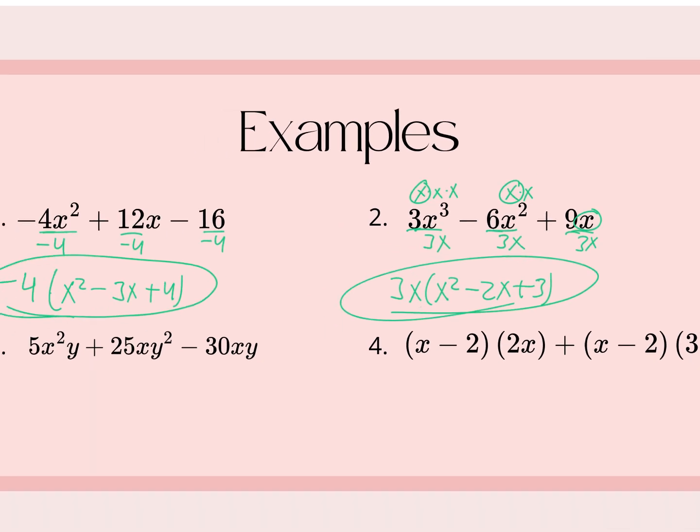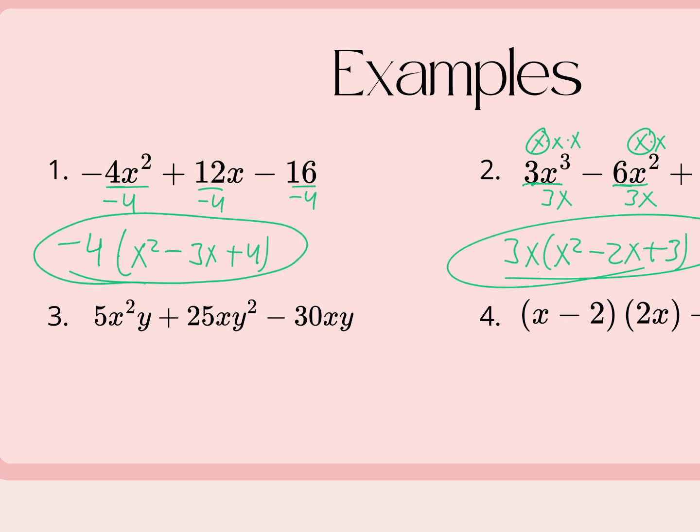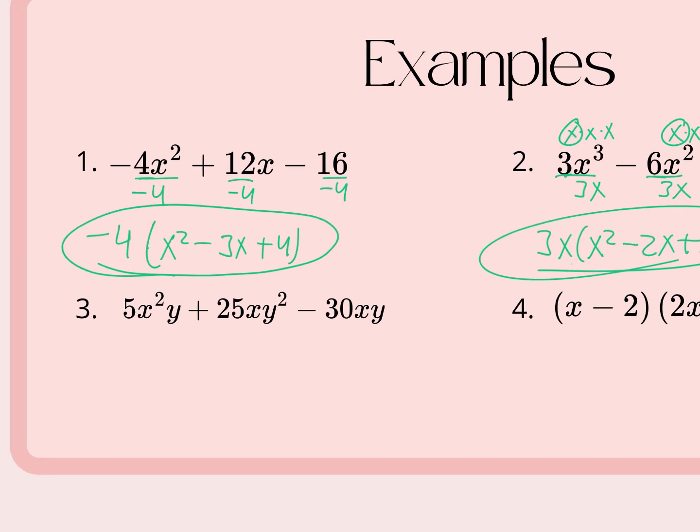All right, and we can look at the next one. I can check between the number and the number. I can take out a 5, between 5, 25, and 30. Between x squared, x, and x, I can take out 1x. Between y squared and y, I can take out 1y. So I'm going to divide everything by 5xy. And then you're left with just an x in the first term, a 5y in the next, and then a minus 6 in the last.